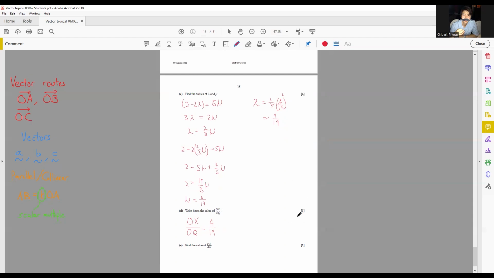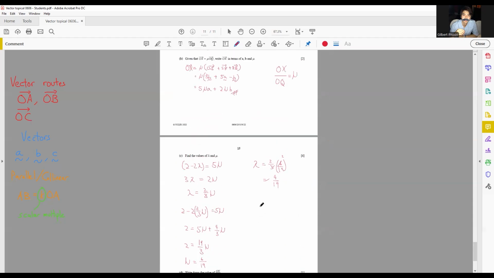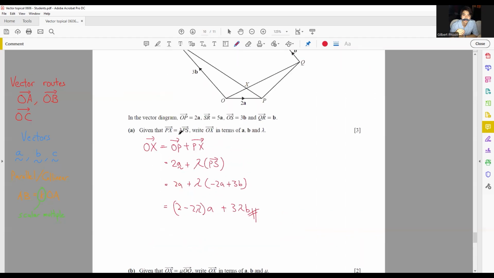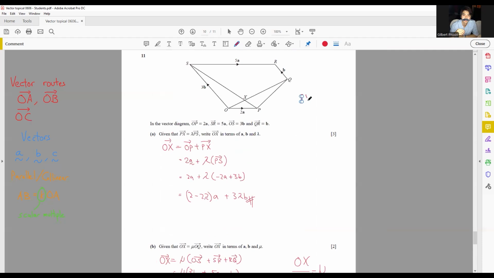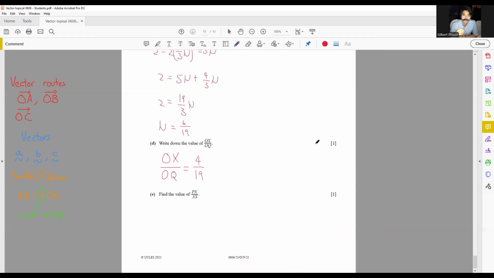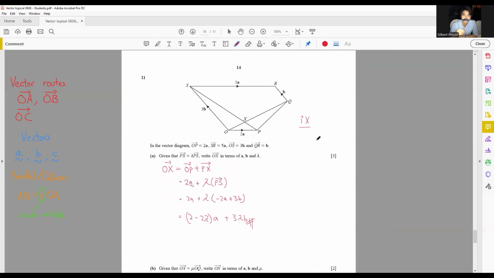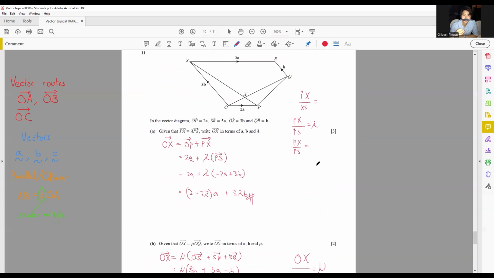1 mark question. Don't worry about it. And same thing here, PX over XS, you can find it back up here. Okay, probably this one not so clear. So PX over XS. But we can use this one here, which is PX over PS is actually equal to lambda. So PX over PS is equal to 4 over 19.